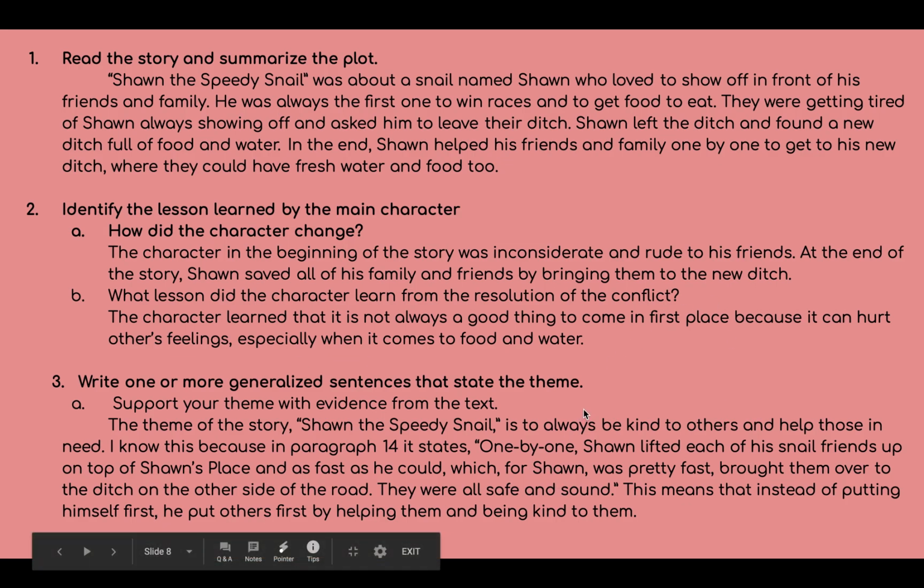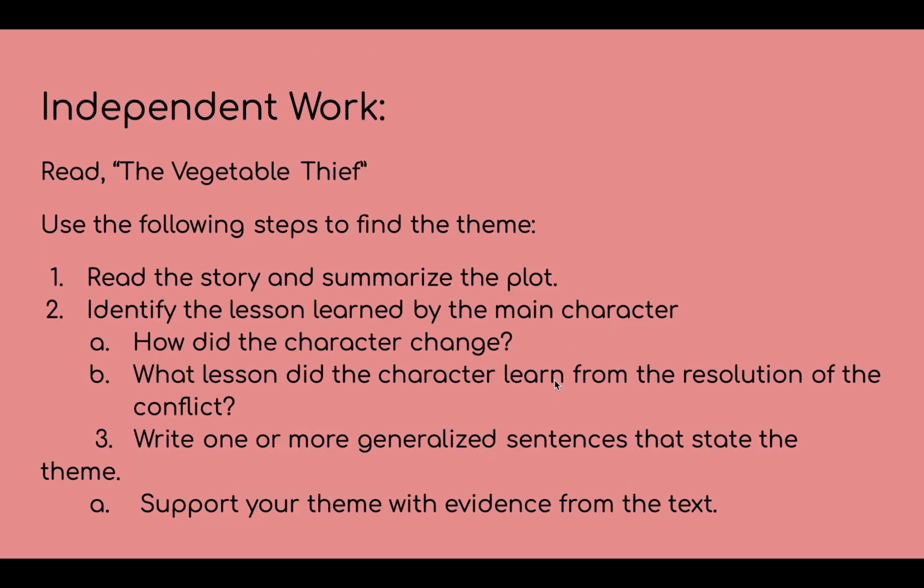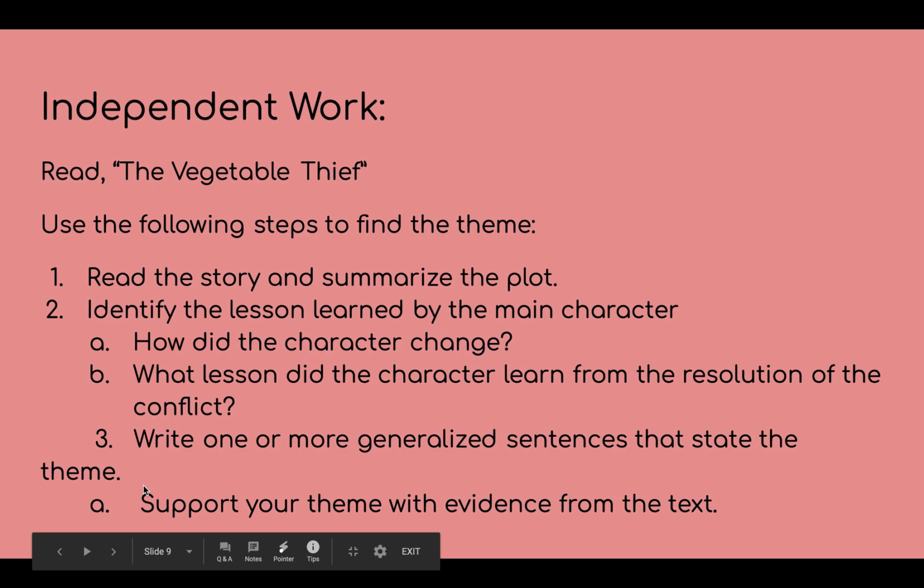So I actually just used the RACE strategy for step 3, which is what you'll be doing for your online assignment. So my overall theme is to be kind to others and help those in need. That's my personal theme. That's what I learned from reading Sean the Speedy Snail. Your independent work is to read The Vegetable Thief, and you will use the following steps to find the theme. For the very last step, step 3, you will be using the RACE strategy to respond.